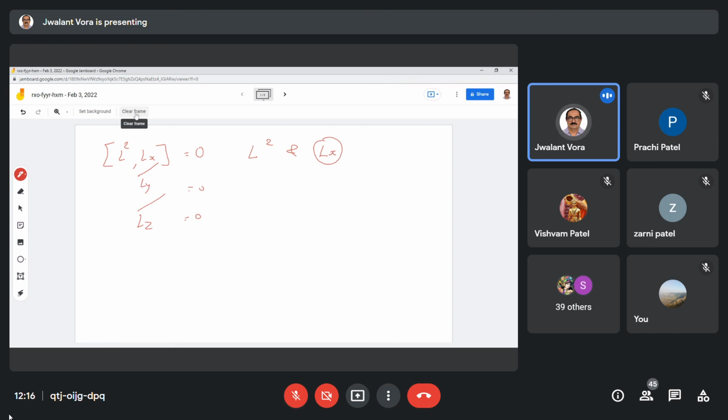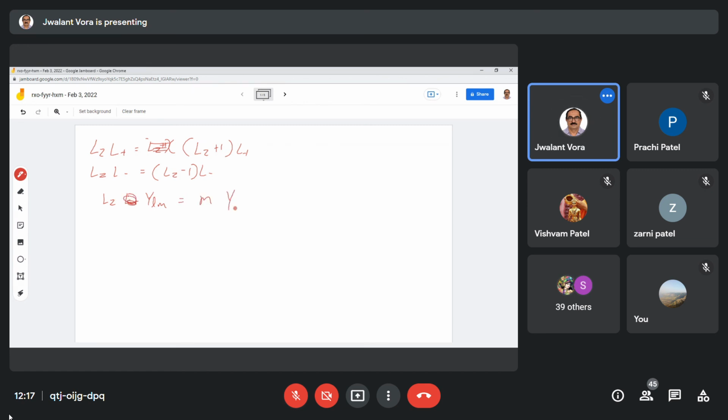Then step up and step down operators and their commutator relationship. Lz L plus is equal to Lz plus 1 into L plus, and Lz L minus is equal to Lz minus 1 into L minus. You have to prove this. And Lz Y lm is equal to m Y lm; simply remember Lz Y is equal to mY.